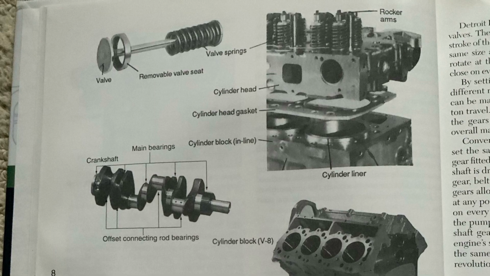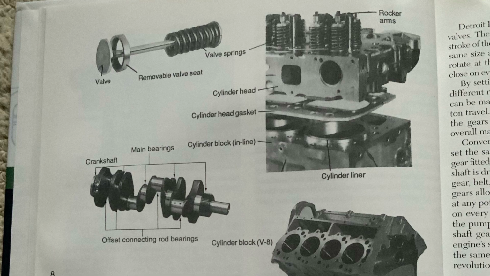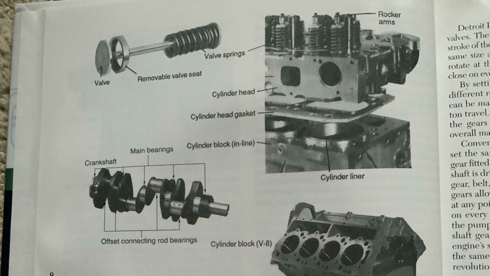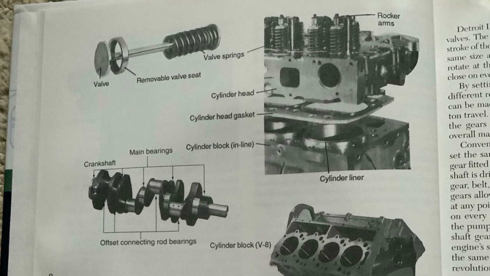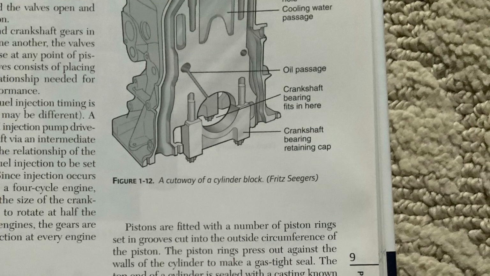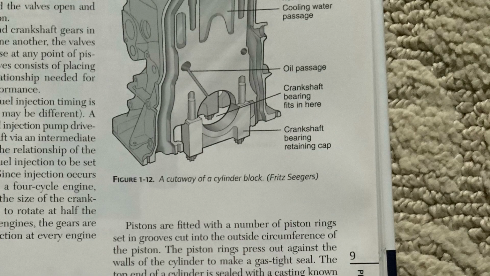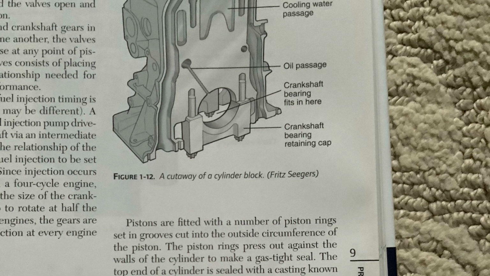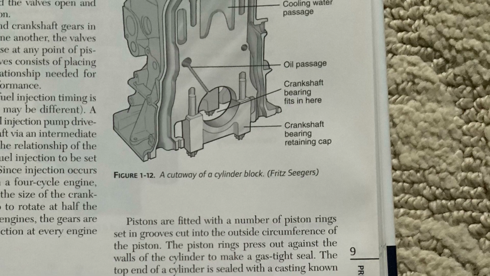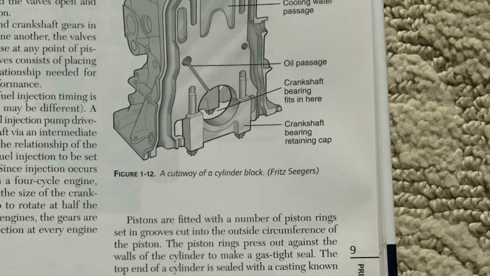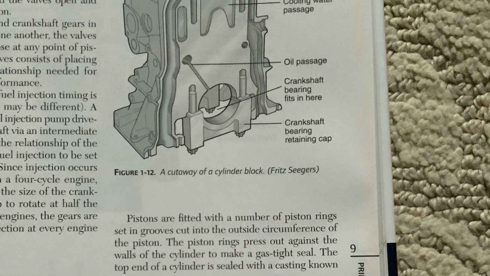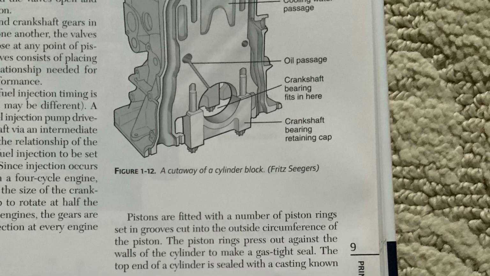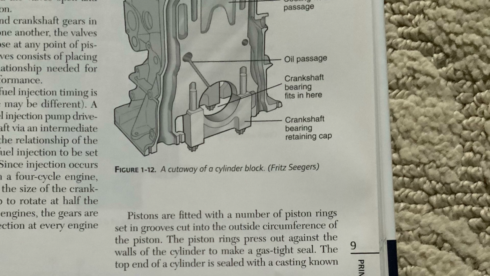By setting the camshaft and crankshaft gears in different relationships with one another, the valves can be made to open and close at any point of the piston travel. Timing engine valves consists of placing the gears in the precise relationship needed for the overall maximum engine performance. Conventional mechanical fuel injection timing is set the same way.